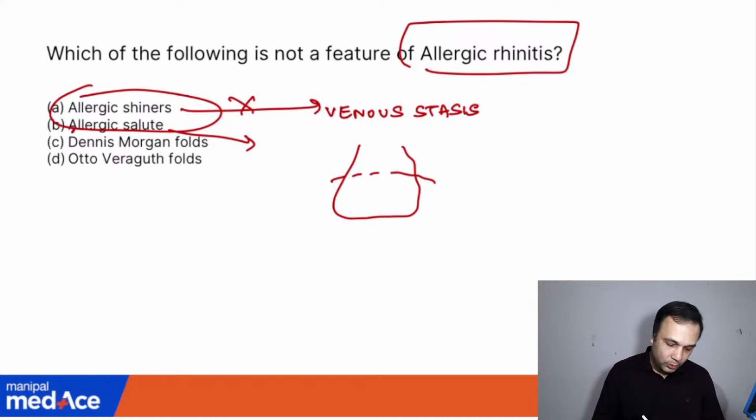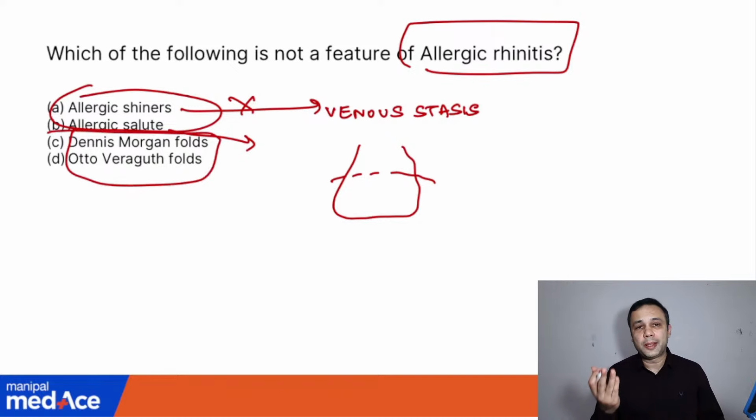Now let's come to the two options which some of you might have got confused with, but definitely if you have gone through allergic rhinitis as a chapter, there is no confusion at all. What is Dennie-Morgan fold? There is spasm of the Muller's muscle due to hypoxia. So this is present in the lower eyelid. So there is spasm of the Muller's muscle because of hypoxia, which causes a sort of fold in the lower eyelid, which is called a Dennie-Morgan fold.